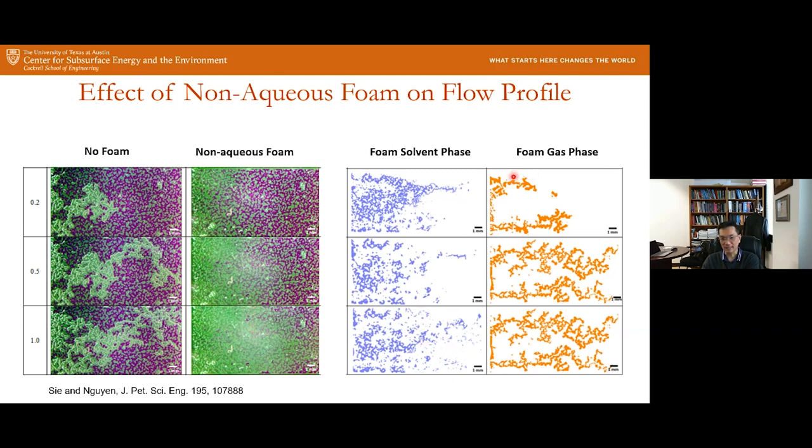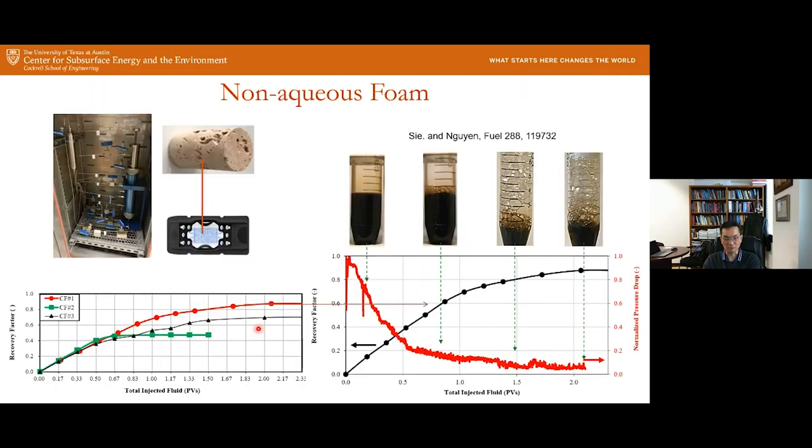And in this case, it's also showing you non-aqueous foam, but in a much more heterogeneous porous medium, where you can see the gas phase penetrated into the high permeability channel, generating foam in it and diverting solvent into the lower permeability channel, as you can see right here. And that's exactly the reason why we have a very good displacement efficiency. And we scaled it up from the microflow model to the core. And then you can see that with foam, we could recover up to 80% of oil.